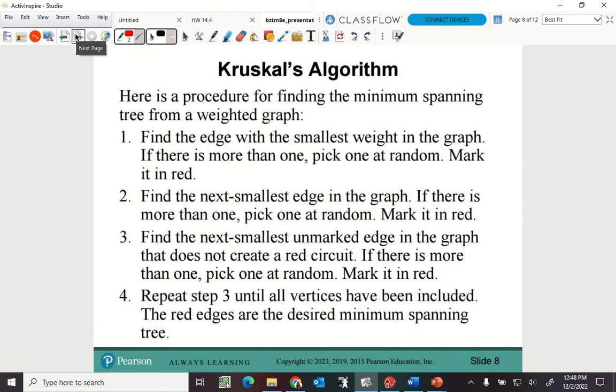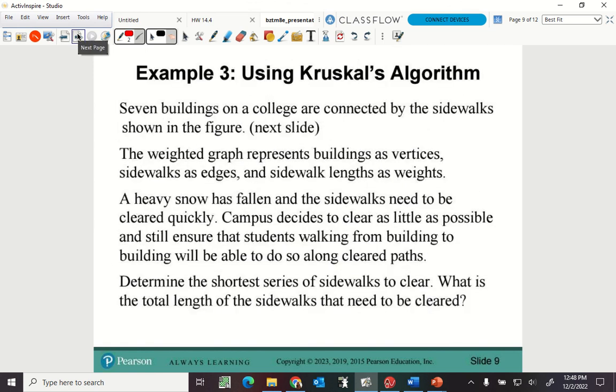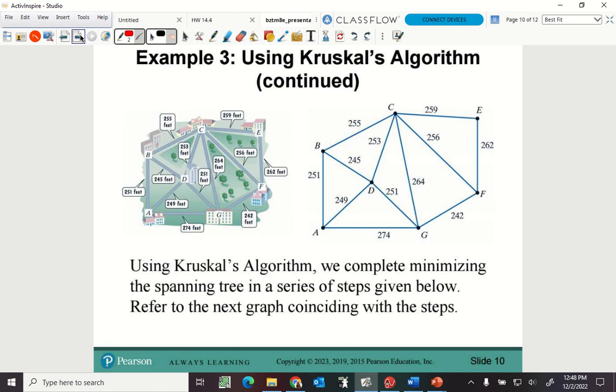All right, Kruskal's algorithm. Okay, there's a whole bunch of words here, and you'll probably fall asleep by the time I'm done. All right, here we go. Use Kruskal's algorithm. Yeah, that's what it is. Crustables? I don't know. Some guy that has his new groove or something.